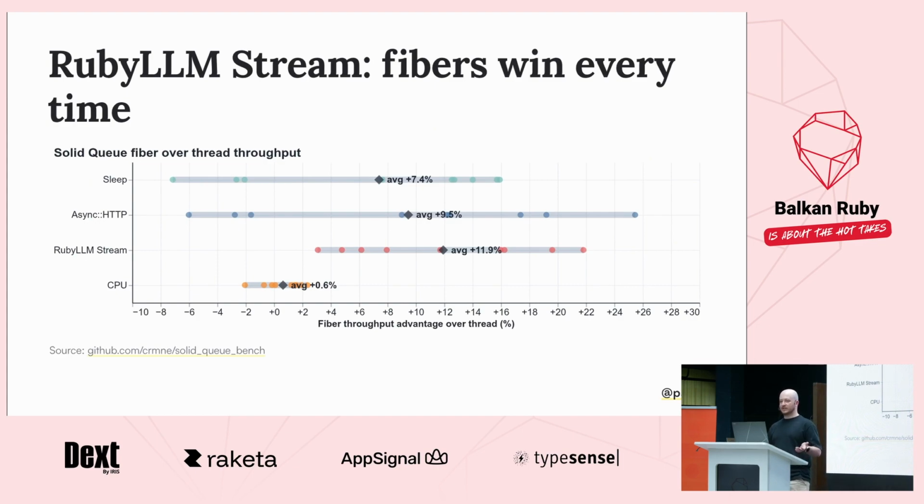We're not doing much else. We're not doing a lot of DB calls. And this graph is showing the throughput advantage over the thread mode, right? So in a simple sleep, it's 7.4% faster. But in a RubyLLM stream case, it's on average 12% faster. And as you can see, this tells you that the benchmark is correct. CPU mode doesn't increase much.